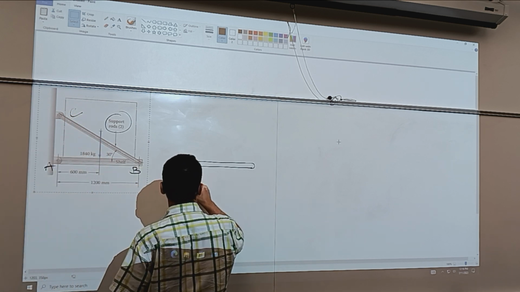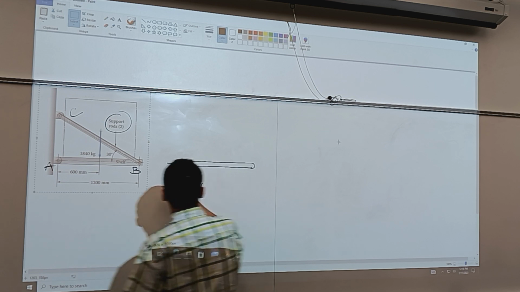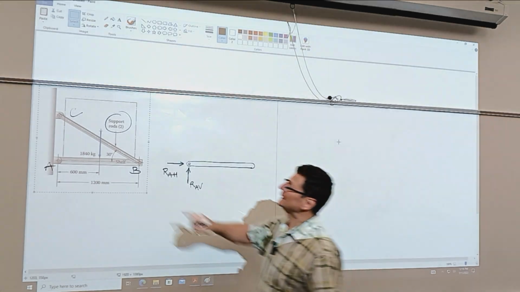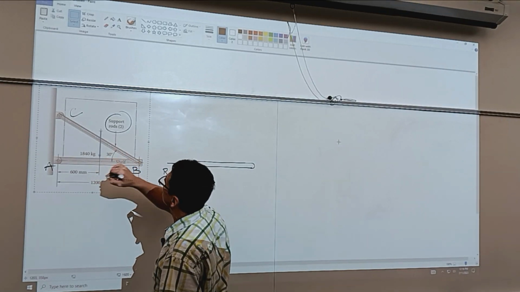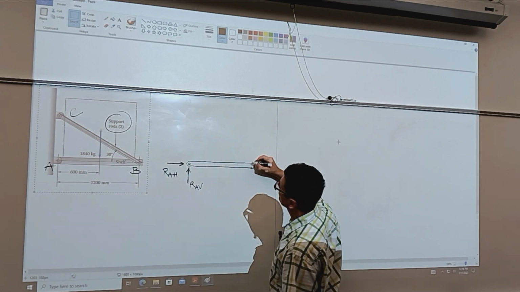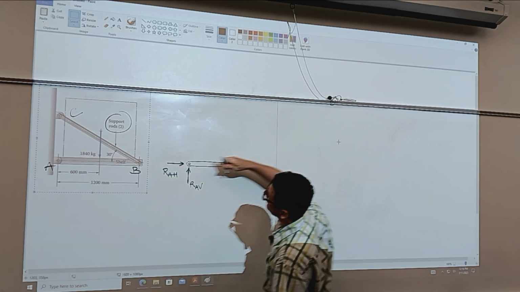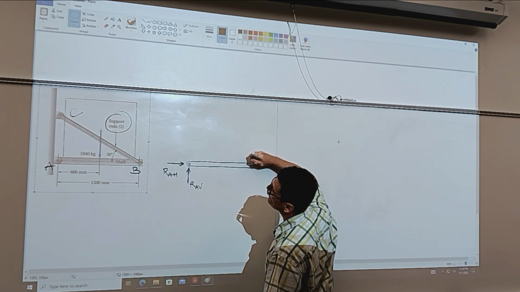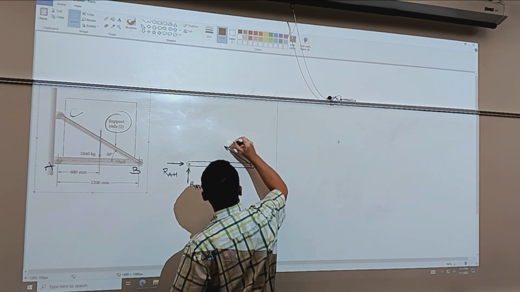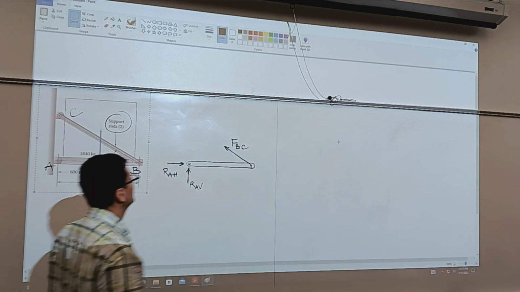So I have R, A vertical, R, A horizontal. Again, the support rod BC being the two-force member, I know that at the pin at B I'll have a force, and I can tell its direction already. So the force, again, I'm copying the angle. This is the tension force in the rod BC, okay?